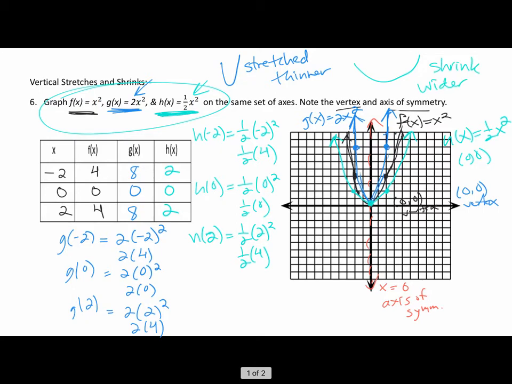So the coefficient of the x squared is either going to stretch if that coefficient is larger than 1, such as 1.5 or 200. Anything that's greater than 1 will stretch that graph, pull it up so that it's thinner than a normal parabola. And the 1/2 made it shrink so that it was wider. So anytime your coefficient is between 0 and 1, which is a proper fraction, this will happen to your graph. It will change the shape a little bit.